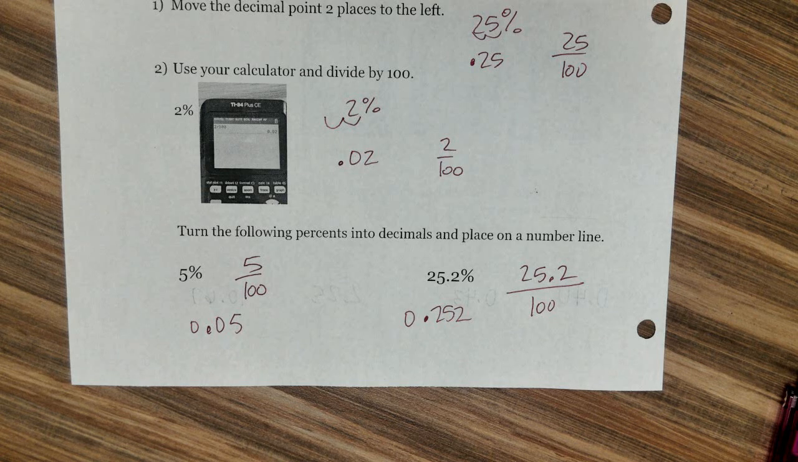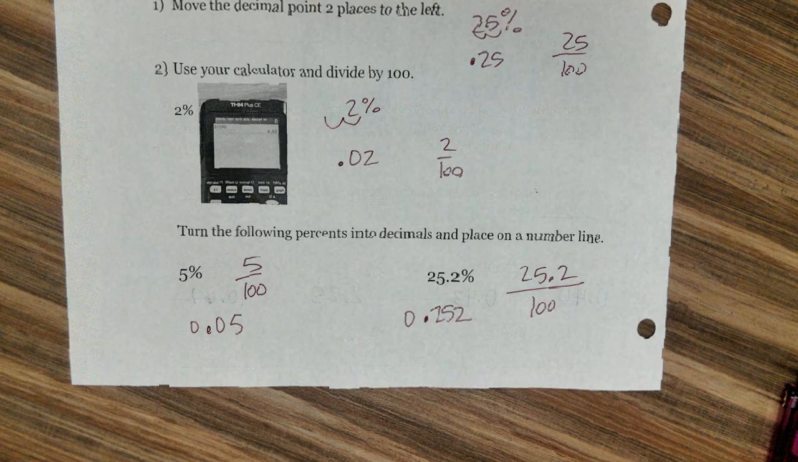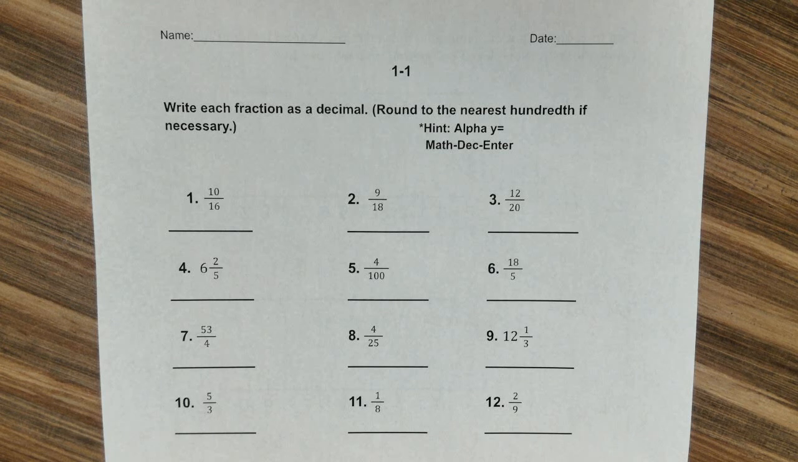Now, let me pass. Does everybody have a sheet? Okay, look at the first section on 1 through 12. What does it say? Write each fraction as a decimal. Then it says, if you need to, round to the nearest, what does that mean? Make it look like money. That means 2 decimal places, okay? Then it says, hint, use alpha y equals, match decimal enter. So I literally wrote exactly what to put in your calculator.